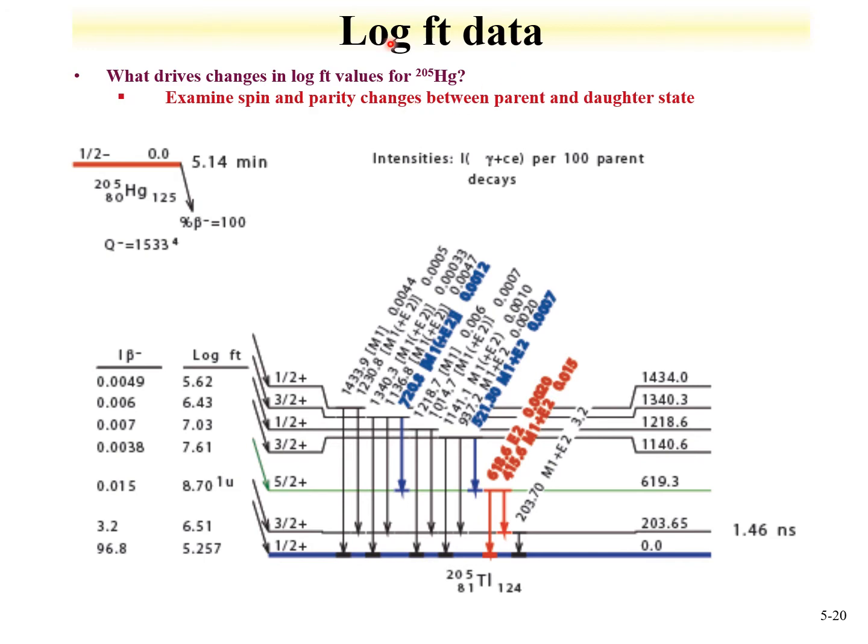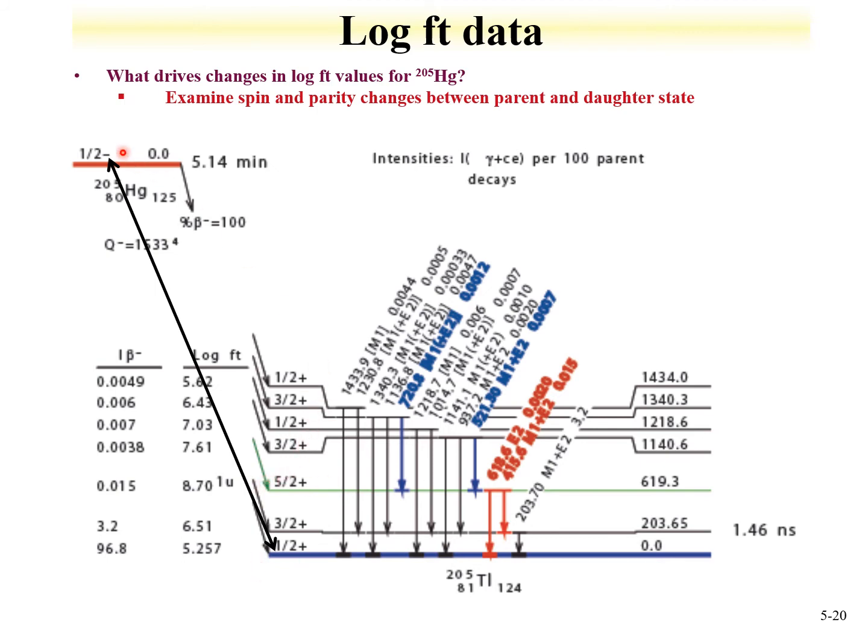Let's examine it for mercury 205. Here are these log ft values. What we see is that the beta decay is really driven by the change of the spin and parity from the parent state to the daughter state. The lowest log ft value is for a 1/2 minus to 1/2 plus state. If we were to try to go from a 1/2 minus to a 5/2 plus state, we have the highest log ft value, and that's driven by this overall change in spin.